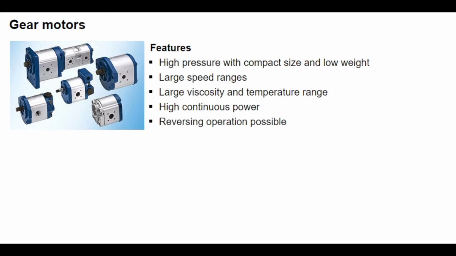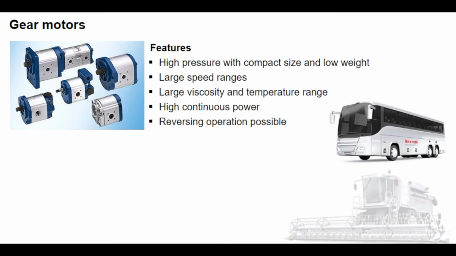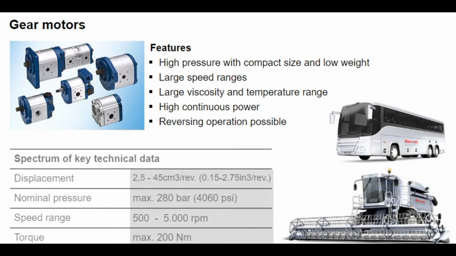Motors can, however, be configured to be reversible. The resulting leakage is usually drained through a separate drain port. Gear motors are often used in construction machinery, agricultural technology, and in buses and trucks, and are especially suited for driving conveyor belts and hydrostatic fan drives.